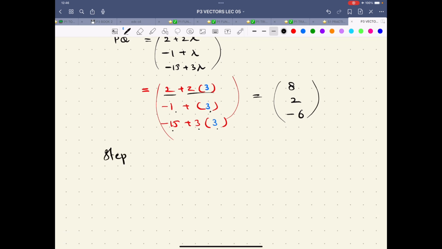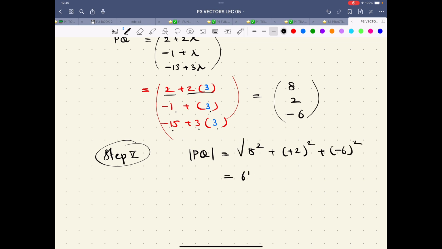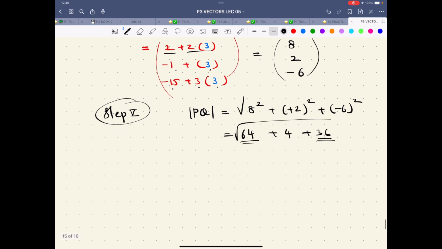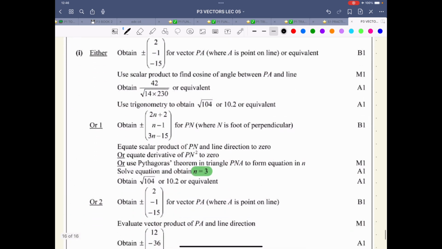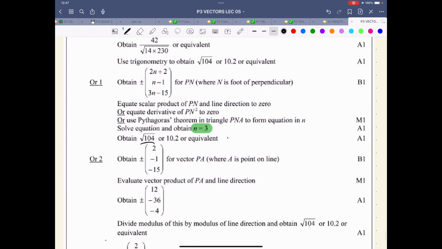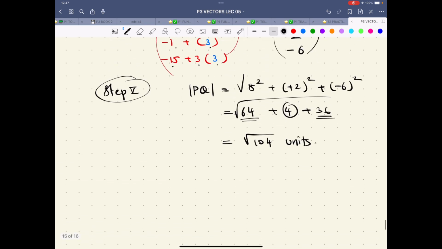And step number 5, that is the perpendicular distance, that is the magnitude of PQ, which is 8 square, negative 2, actually positive 2 square, negative 6 square, under root. This is 64, this is 4, and this is 36. 64 and 36 adds up to 100. So therefore, this is square root of 104 units. And let's double check the answer. So that is square root of 104 units, and that is the answer.